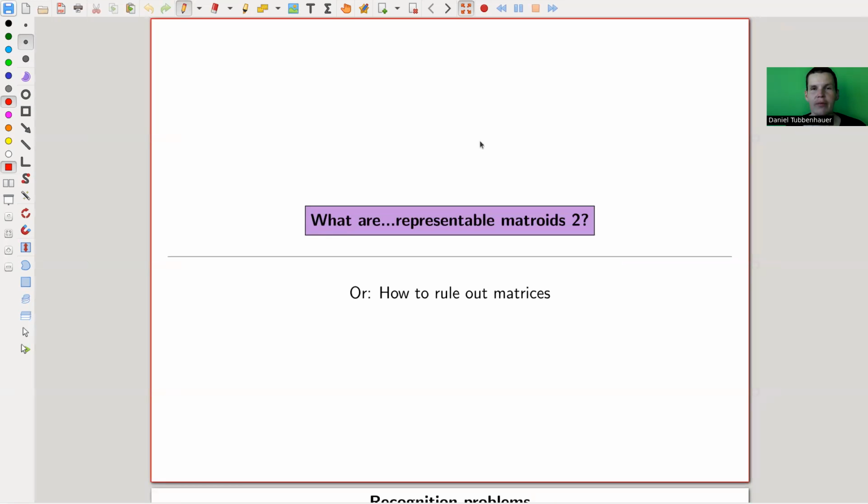Okay, welcome everyone to my continuation of what is algebraic graph theory, or how it looks like as it is right now, what is matroid theory. Don't worry, I'm almost done with matroids, and actually I'm almost done with the series.